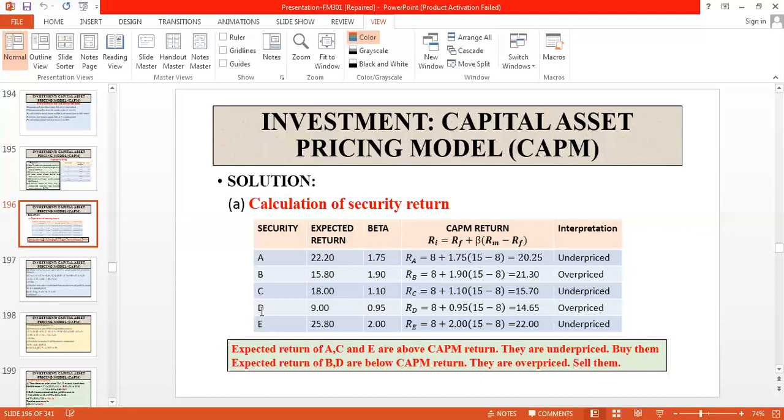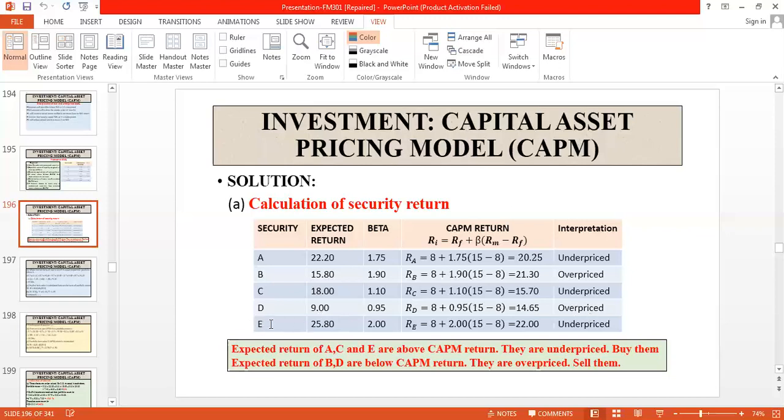Next is D. Its expected return is 9%, beta is 0.95, CAPM return is 14.65. So the CAPM return of 14.65 is higher than the expectation. That means D is not performing well. The point is lying below SML. So it is an overpriced situation. It is better to sell this security.